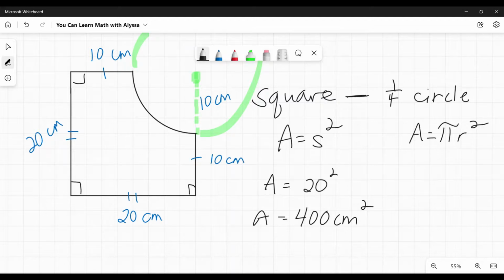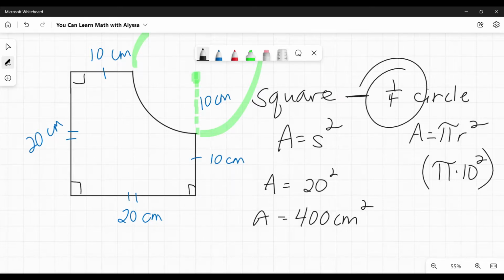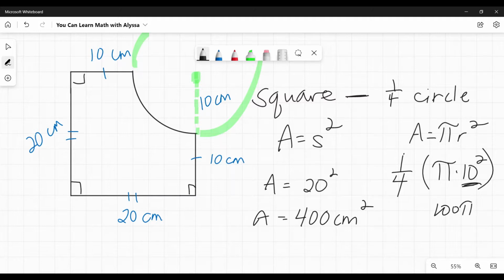So now that we know our radius is 10, what's the area of this whole invisible circle? It would be pi times the radius, which is 10 squared. But we do not want to forget that fourth. It is a fourth of this circle, so a fourth of that full amount. So pi times 10 squared, I want to do that first. 10 squared is 100. 100 times pi would be 100 pi. And then I'm multiplying that by a fourth. You can also say dividing by 4. It's the same mathematically. So a fourth of 100 pi would be 25 pi. And again, our units, centimeters squared.